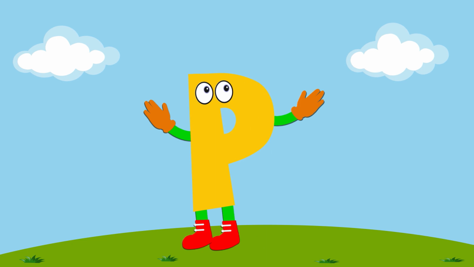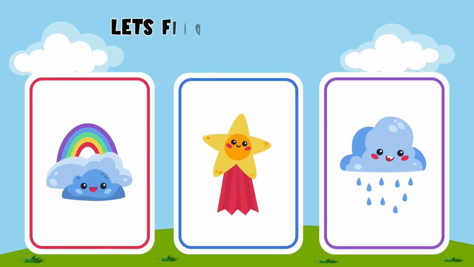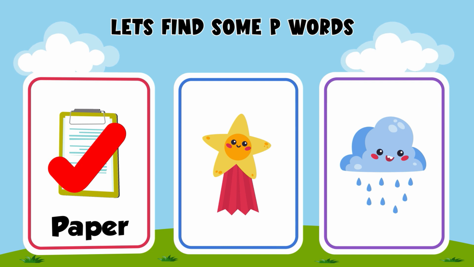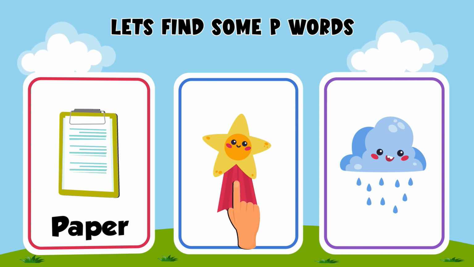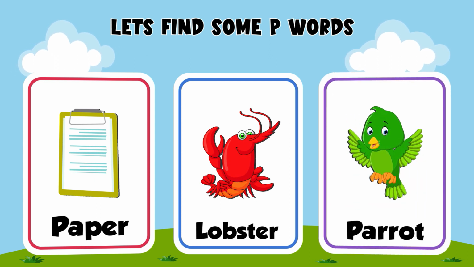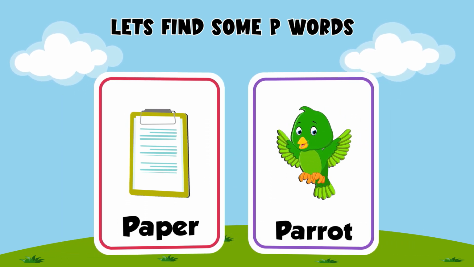This is alphabet P. Let's find some P words. Paper. Lobster. Parrot. Paper. P, parrot.